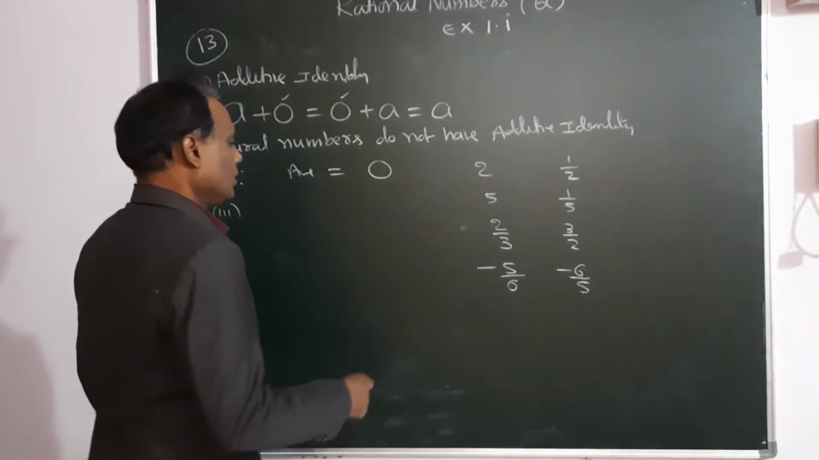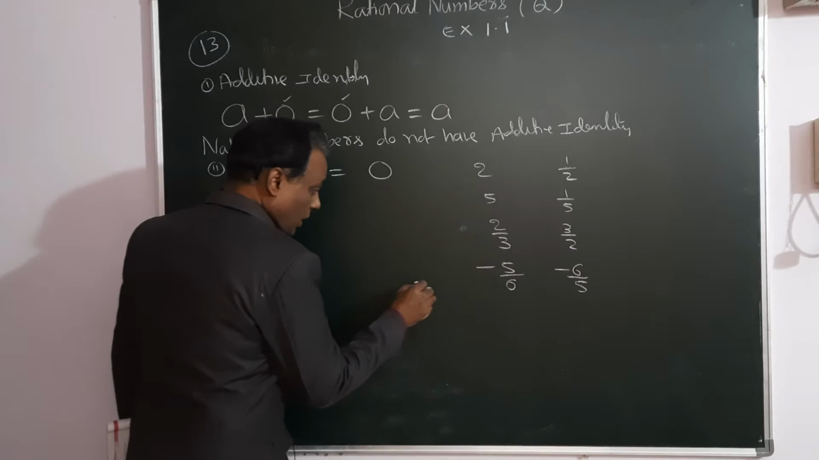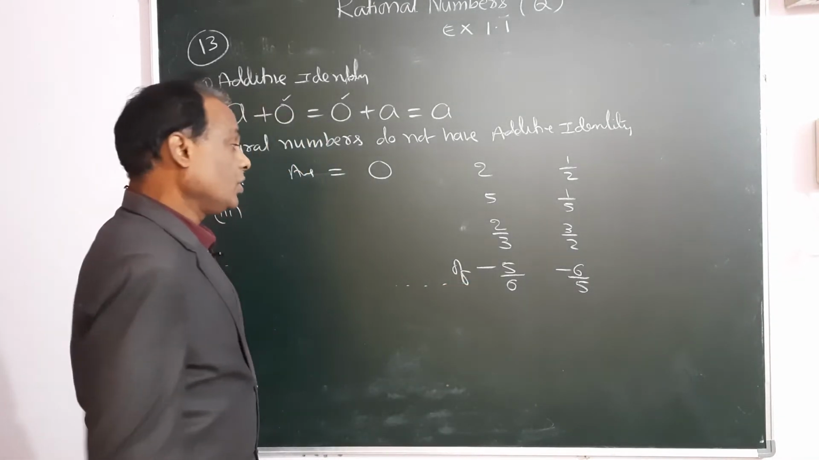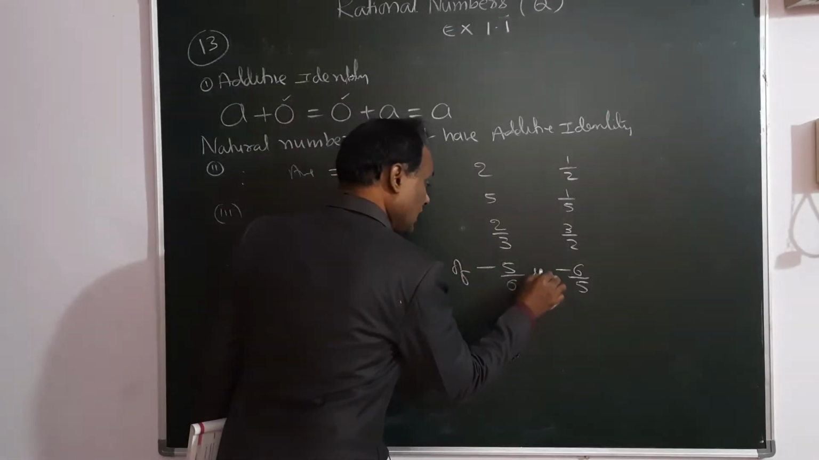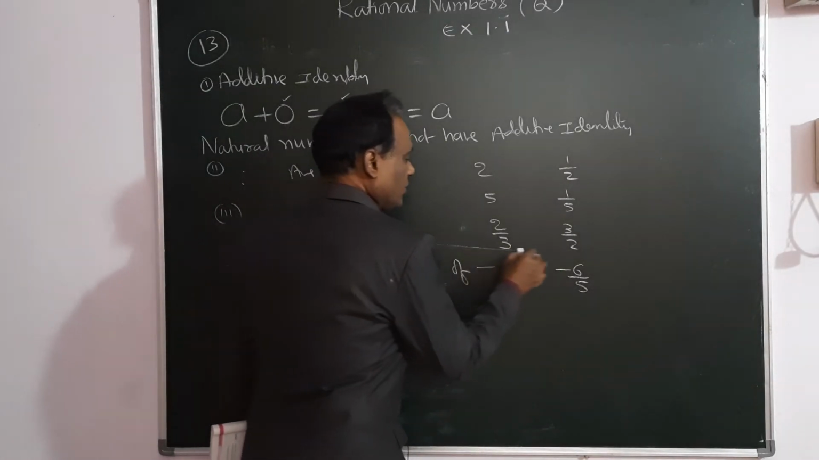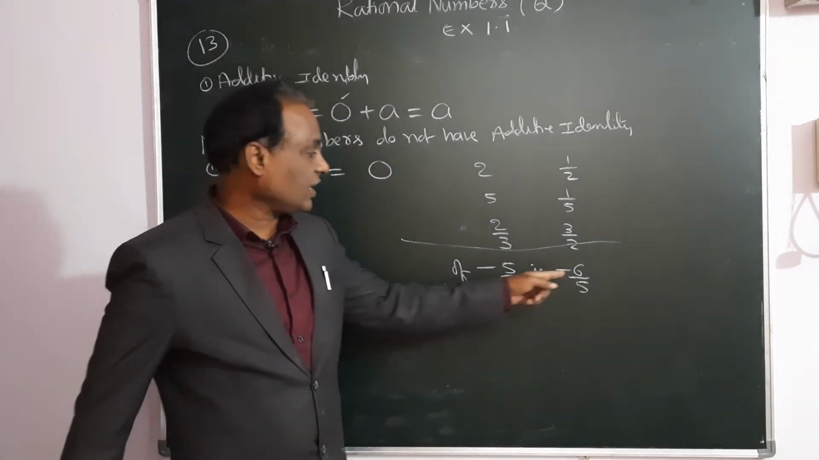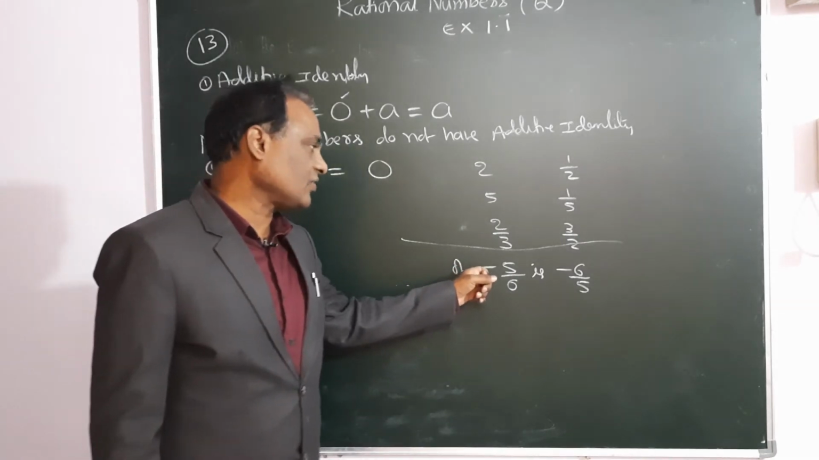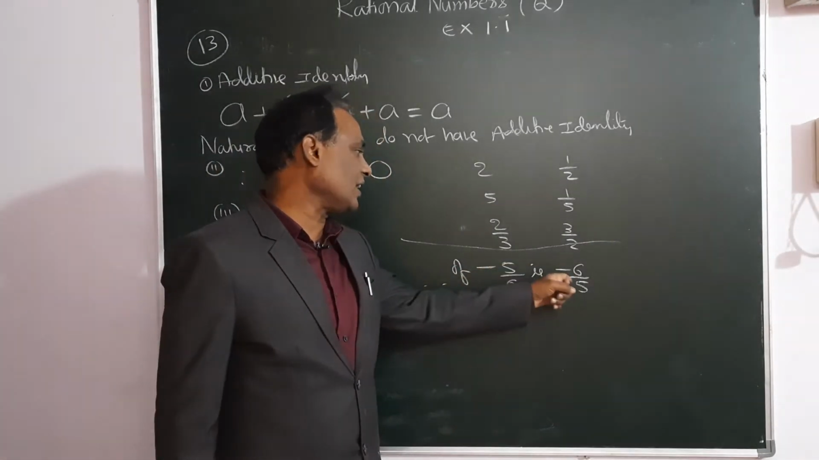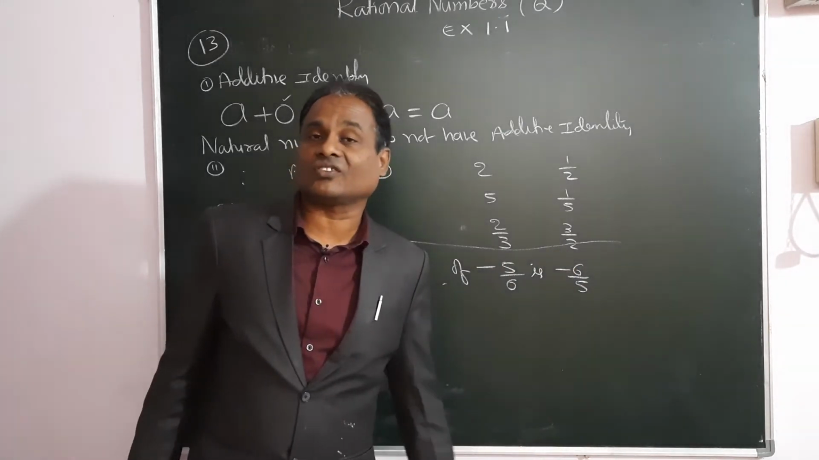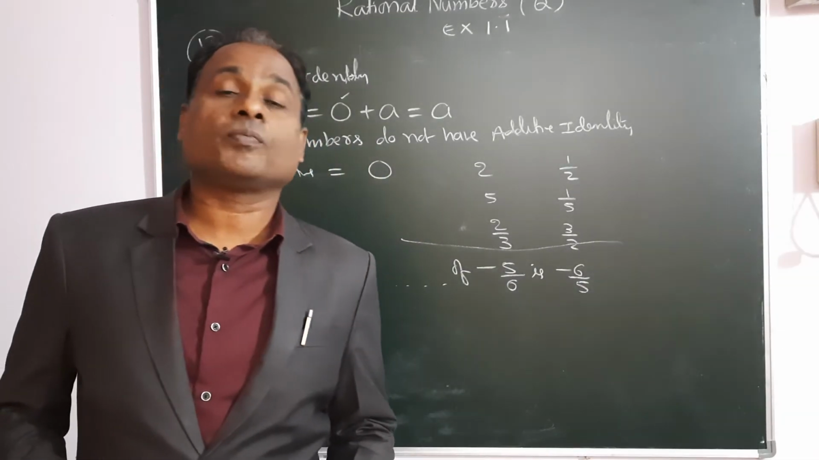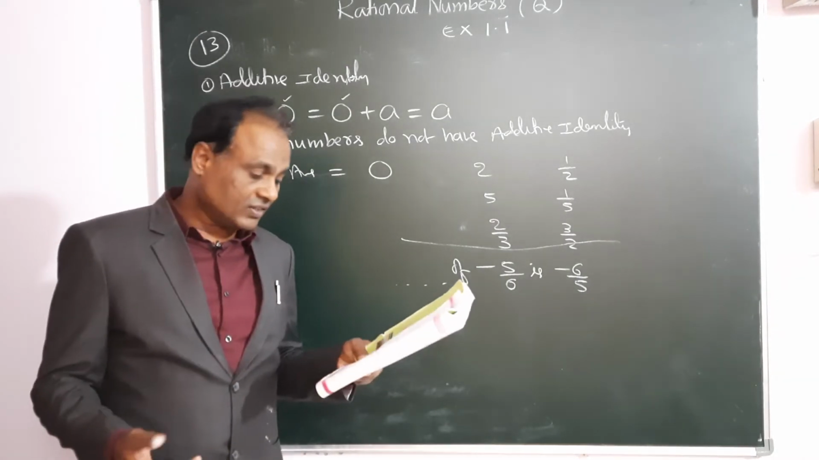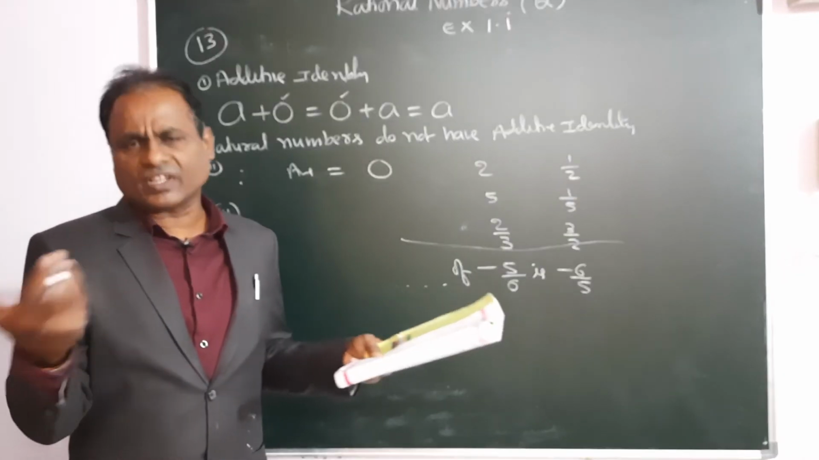Example, write down. Reciprocal of minus 5 by 6 is minus 6 by 5. Reciprocal of a negative rational number is negative only, no change in the sign, only numerator and denominator will interchange. That is the example, but the answer is reciprocal of a negative rational number is a negative number only.